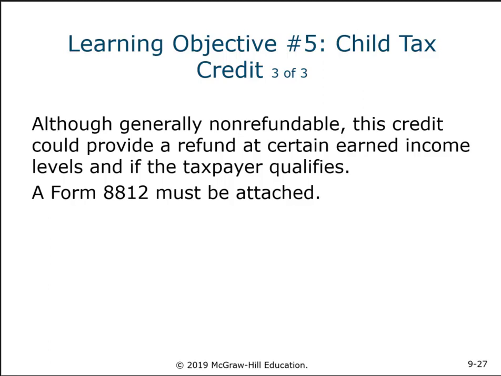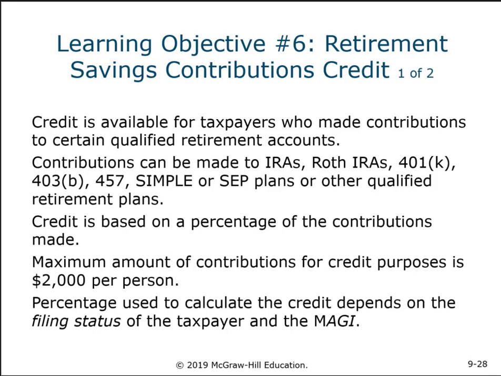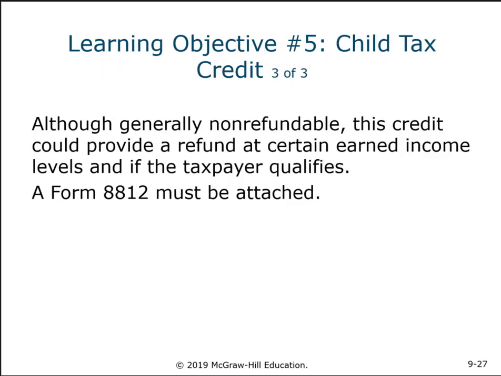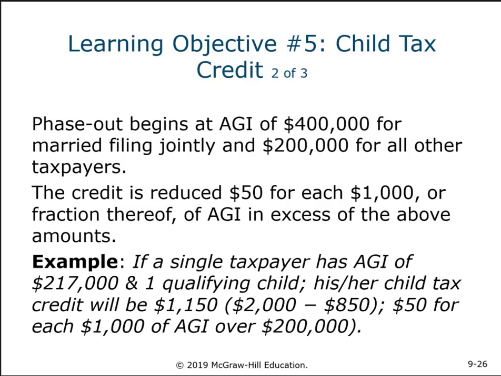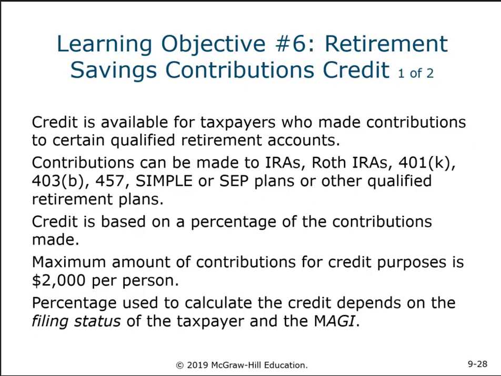All right, they can be refundable up to $1,400. You can never get more of a refund than that; you can't get the whole $2,000 as refundable. You file 8812 to do so. All right, so we've talked about the phase out, we've talked about the qualifications there.